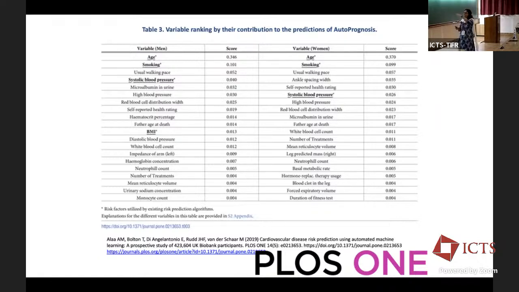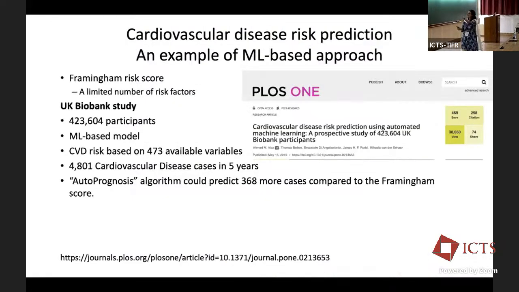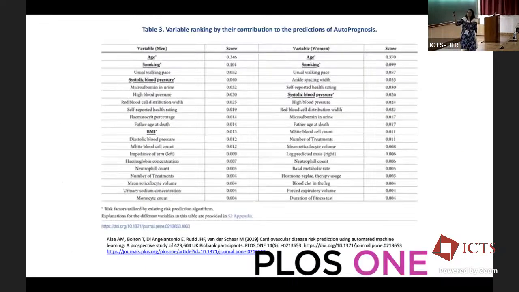They looked at everything. These are the top 20. They looked at 473 variables. So if you go back, they have 473. So they have just mentioned the top ones here, which contributed more according to their model. But it's very interesting how so many new things showed up, which you would normally not think of.